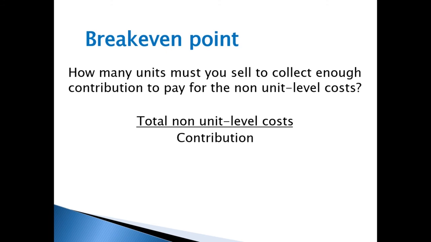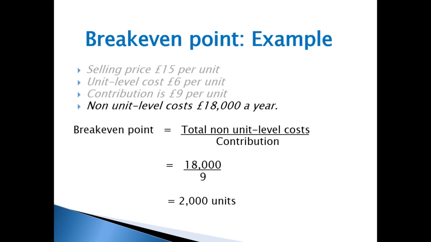So what we do is we simply take all those non-unit level costs and we divide it by the contribution we get for each unit, and that will tell us how many units we need. So here's an example. It's the same example we looked at before with a contribution of £9. Now we know that the non-unit level costs are £18,000 a year. So we divide that by £9, and that tells us we need to sell 2,000 units to break even.